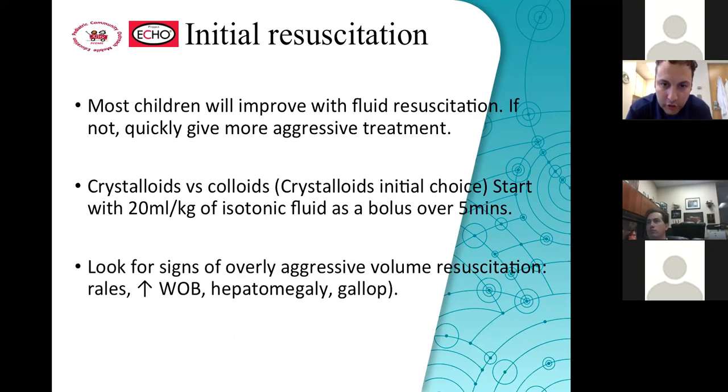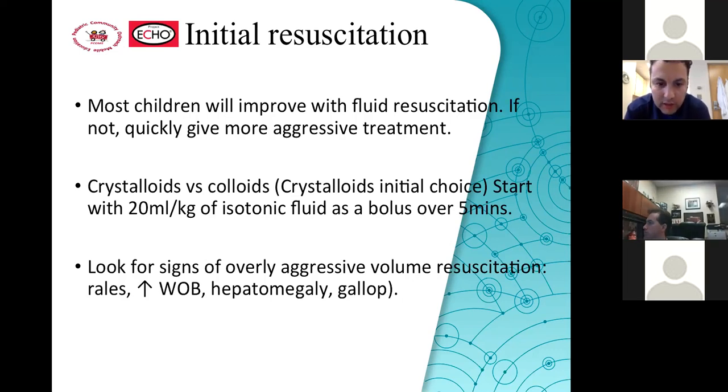Most of the children, you guys see them more than us, because the children who get better with 1 or 2 boluses are not coming to us in the ICU. So most children will improve with the fluid boluses. So quickly be aggressive and give more fluid. Usually the initial is 20 ml per kilo.